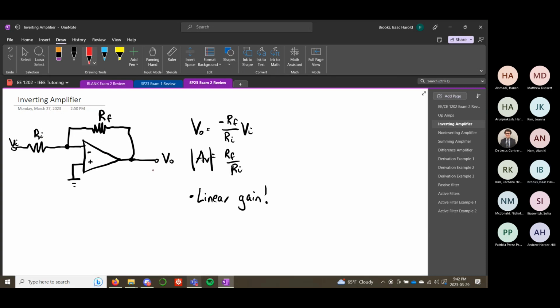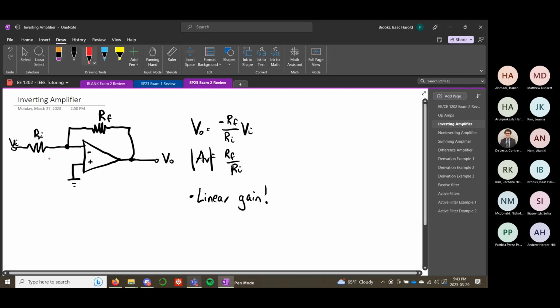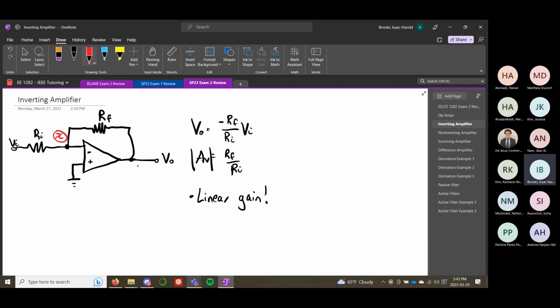Say we know VI, and Vout we're trying to solve for. If we know VI and we find Vout, then we can find this ratio of Vout over Vin. Okay, so let's call this node X and think about the current flowing into this point.